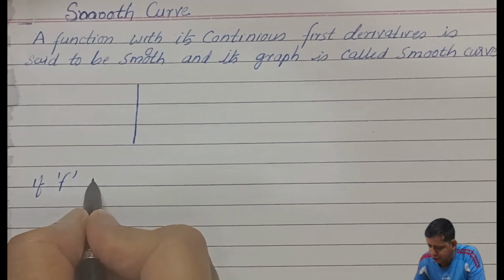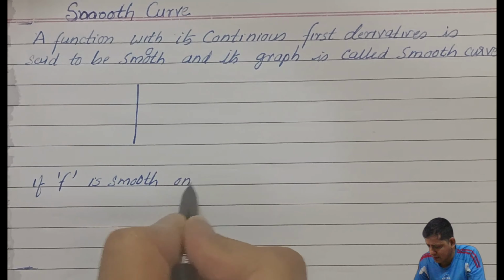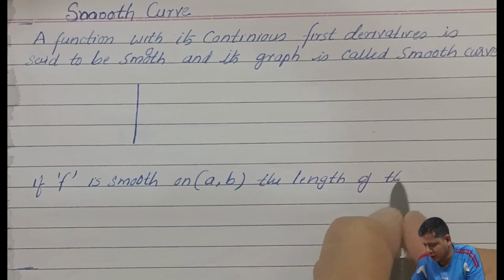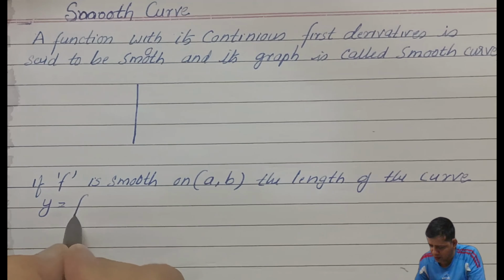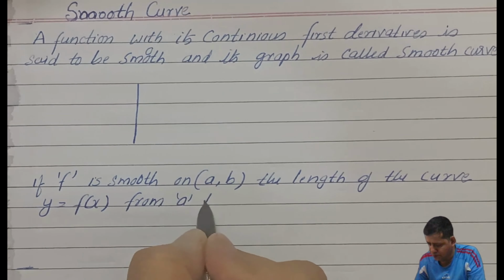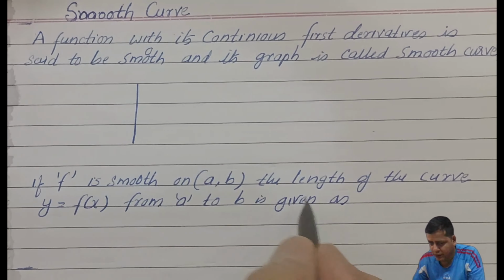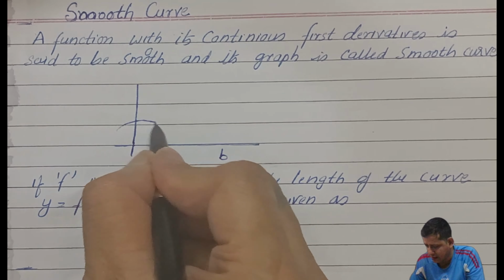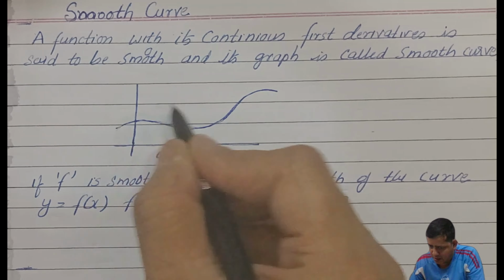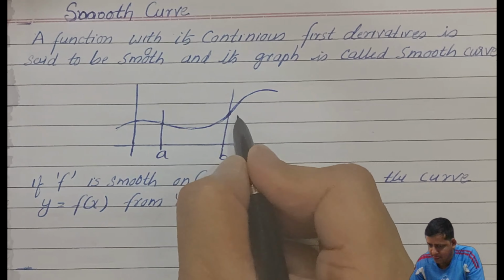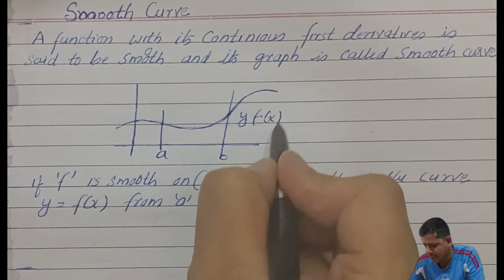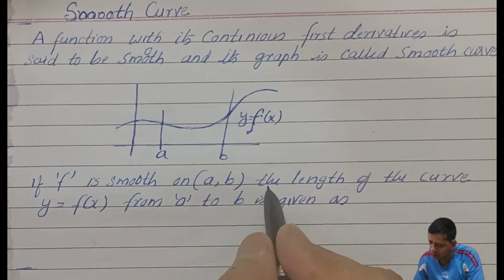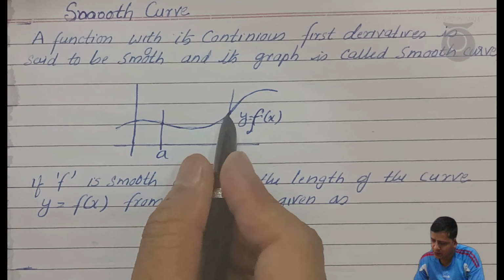If f is smooth on [a, b], the length of the curve y = f(x) from a to b is given as follows. When you draw a graph and consider the points A and B, from A to B there is a curve, let's say like this. The point over here is A and the point over here is B. So here we can say y = f(x). If f is smooth on [a, b], we find the length of the curve y = f(x).